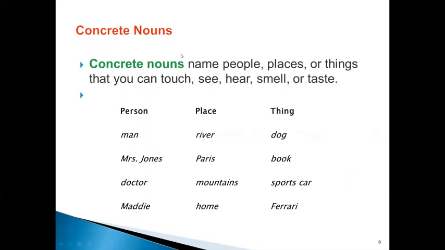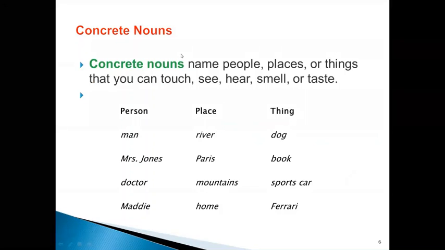Now let's talk about the concrete nouns. When we say concrete nouns, here we are talking about names of people, places, or things that you can touch, see, hear, smell, or taste. So this is a definition of concrete nouns.